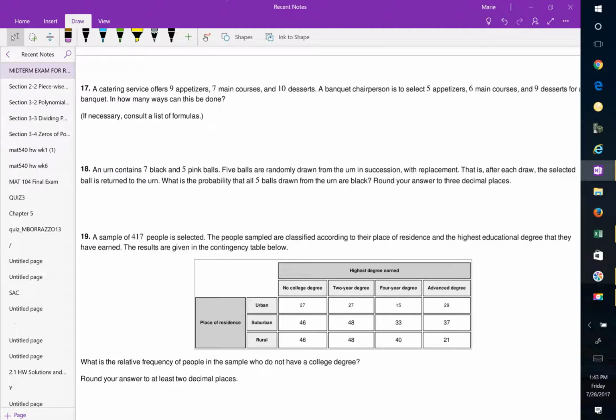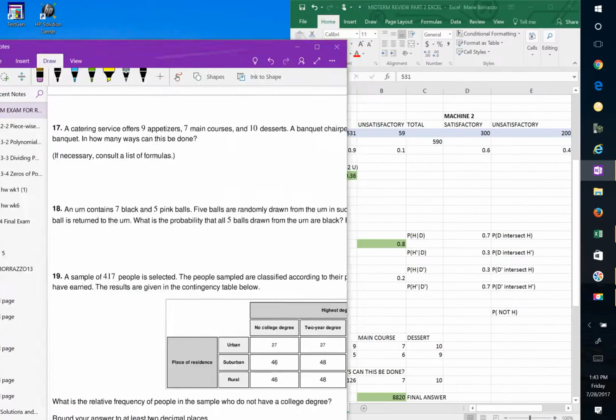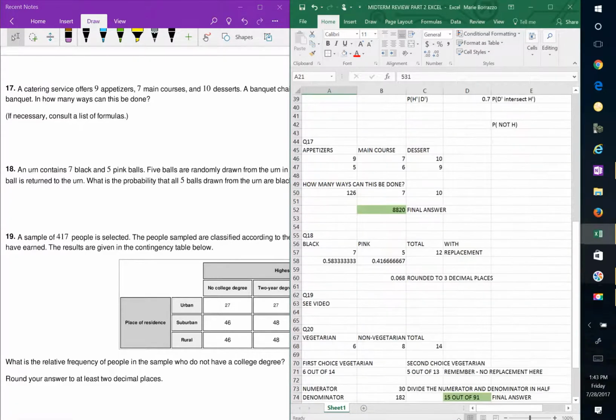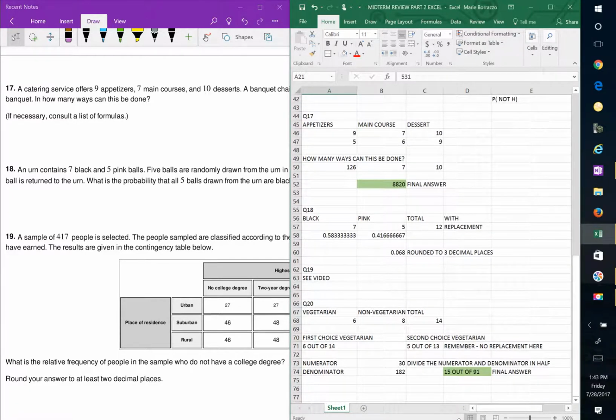Okay, I did questions 17, 18, and I believe all the way through 20 on the Excel sheet to make your life a little bit easier. So let's look at number 17. If you notice here on question 17, I have appetizer, main course, dessert. These, the 9, the 7, the 10 are given to you. That's what you will change if you have to, because your numbers might be different. This will also be given to you. Those might change as well, so you could change those.